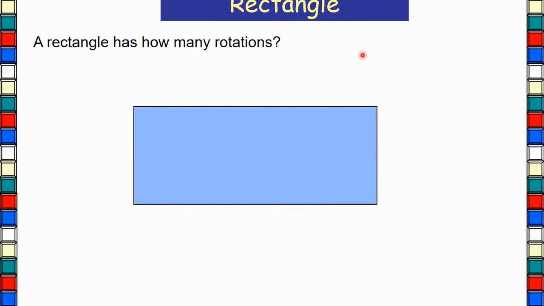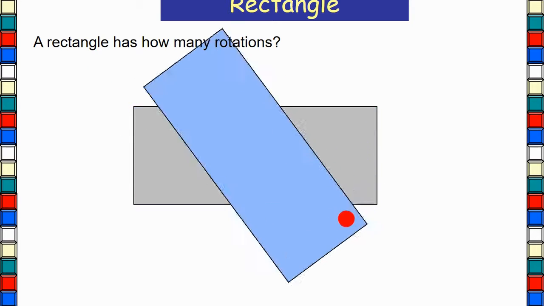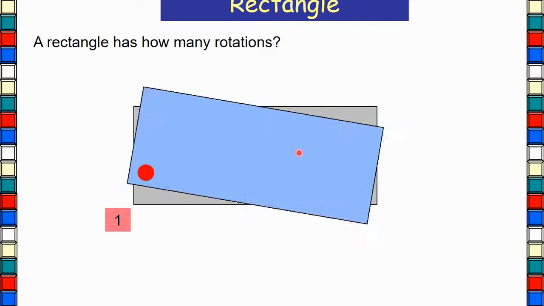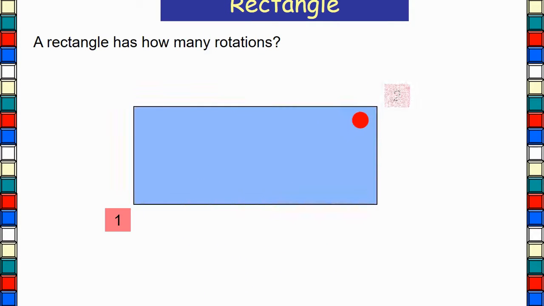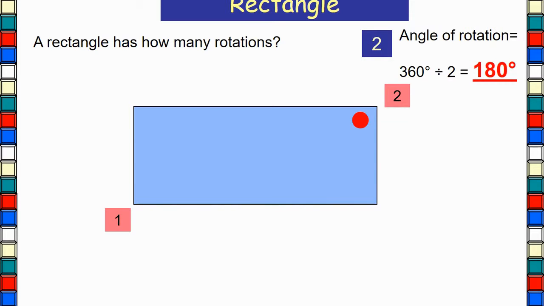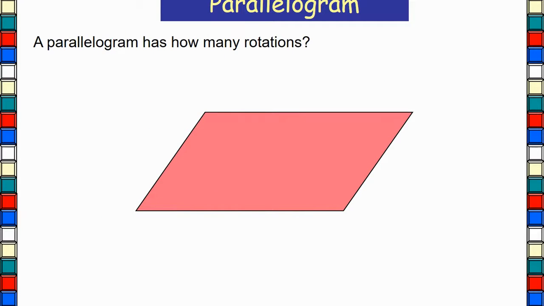Rectangle. This is again one that it's four-sided, but it's not a perfect shape, right? We've got 2 long sides and 2 short sides. So as we look, we've only got 2 rotations. Parallelogram has how many rotations? Go ahead and take a guess before we move on. You can pause the video.